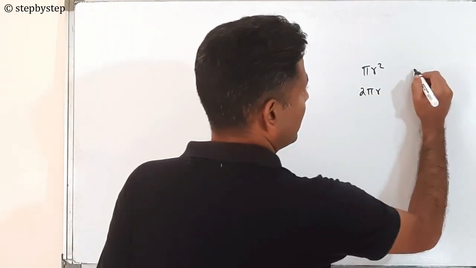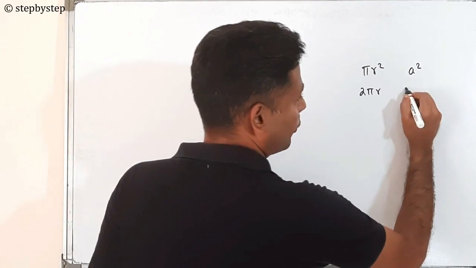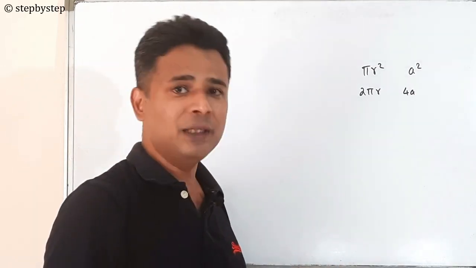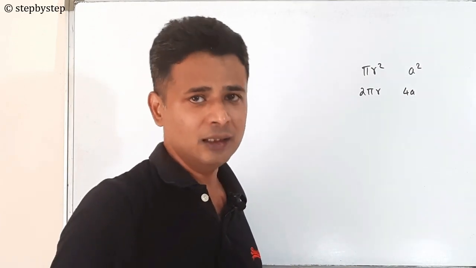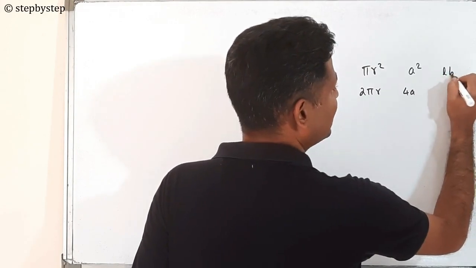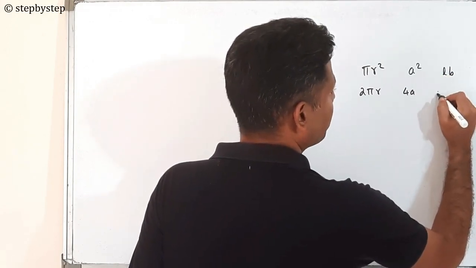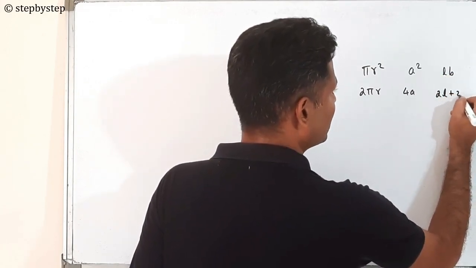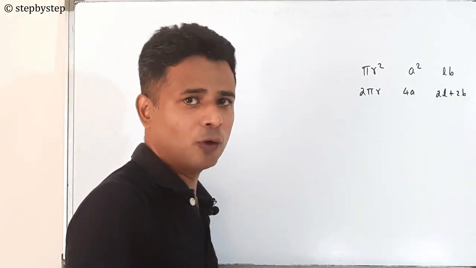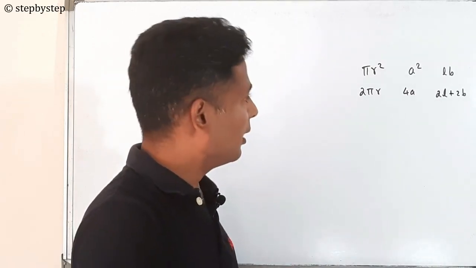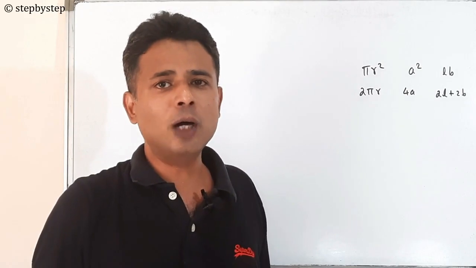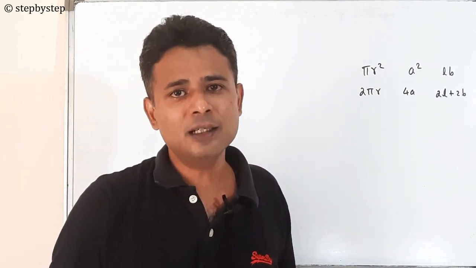Area of a square, a square. Perimeter of a square, a plus a plus a plus a, 4 times. Guys, just remember, perimeter is nothing but the sum of all the sides. And for a rectangle, area is L into B, and perimeter is 2L plus 2B, 2 lengths plus 2 breadths, which are the 4 sides of a rectangle. These are the basic things that you need to remember. I am pretty sure all of you know. So I'll straight away start with the solutions.